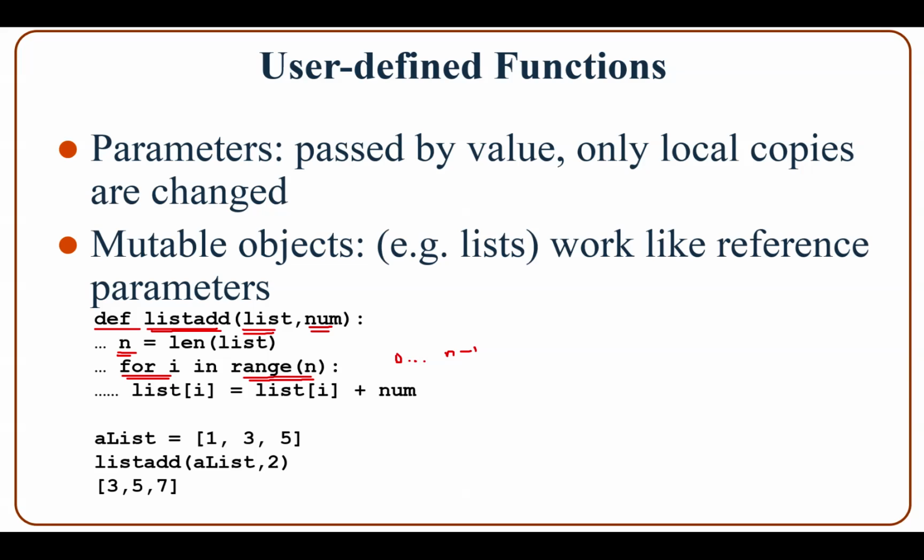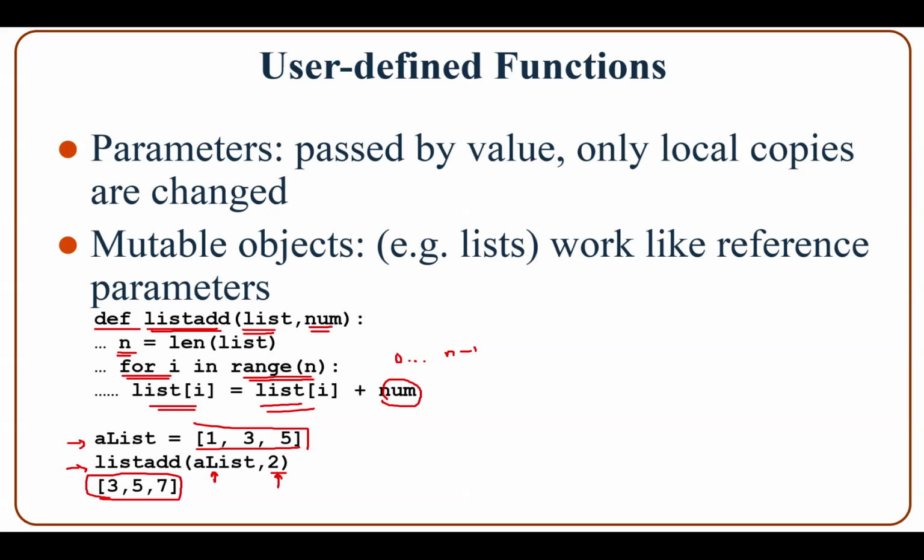So what you do is you add that number to every element in the list, and later on when you call the function, let's say you create a list, namely a list, right? And a list contains 1, 3, and 5, and then call the function list_add, give it the list and the number here, which is 2. Then the number 2 is added to every element of the list, and later on if you show the list, then you see 3, 5, and 7. So basically that is the way that you can use passing by reference.